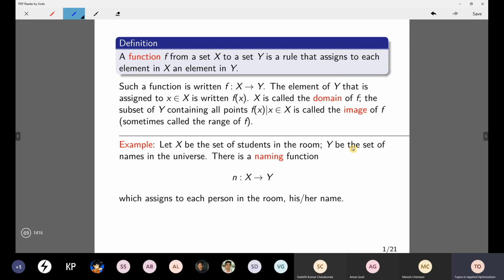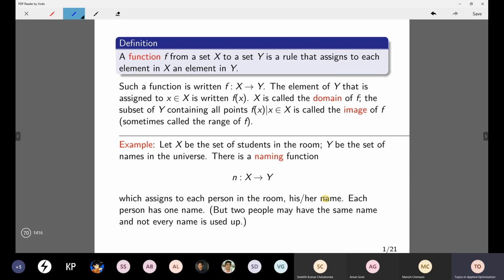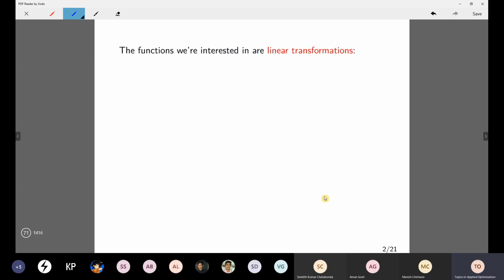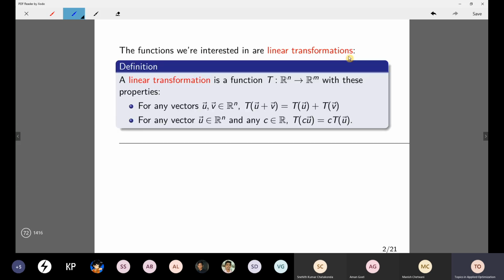Let X be the set of students in the room, and Y be the set of names in the universe. Then there is a naming function which assigns to each person in the room his or her name. The functions we are interested in are linear transformations. So what is a linear transformation? It's a function from Rn to Rm.